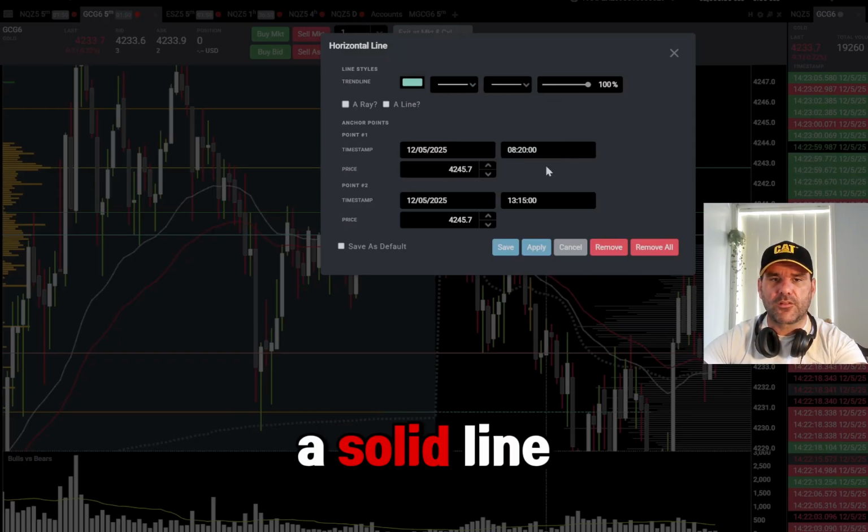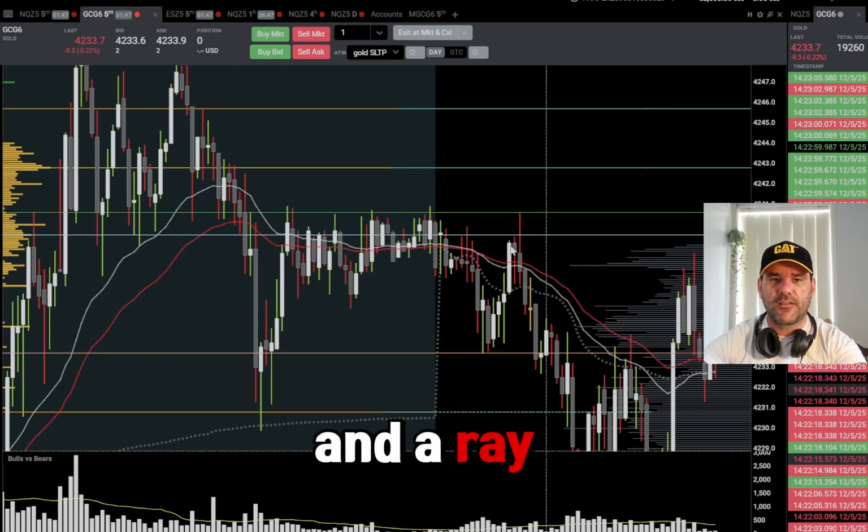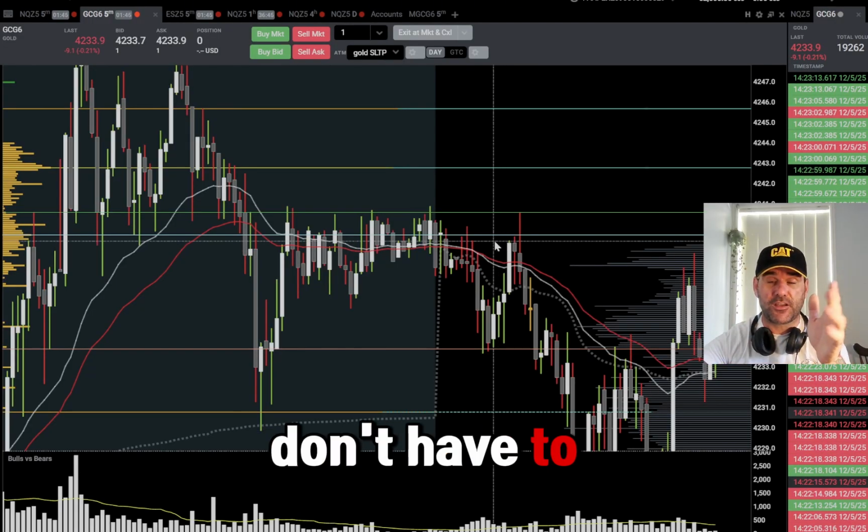The reason I do it into a solid line and a ray is so one shoots all the way across my chart, so I don't have to chase it, easy as.